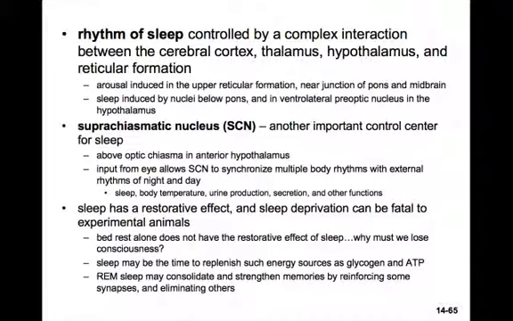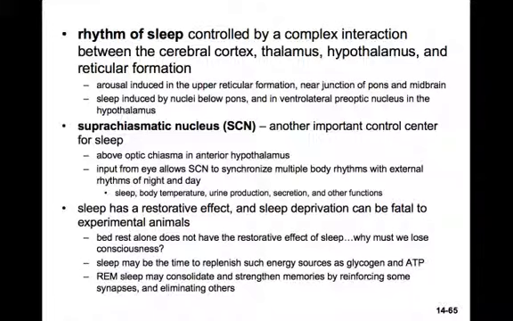This rhythm of sleep is controlled by complex interactions between the cerebral cortex, the thalamus, the hypothalamus, and the reticular formation. Arousal can be induced in the upper reticular formation, near the junction of the pons and the midbrain. Sleep can be induced by nuclei below the pons and in the ventrolateral preoptic nucleus in the hypothalamus. The suprachiasmatic nucleus in the hypothalamus is also important as a sleep center.